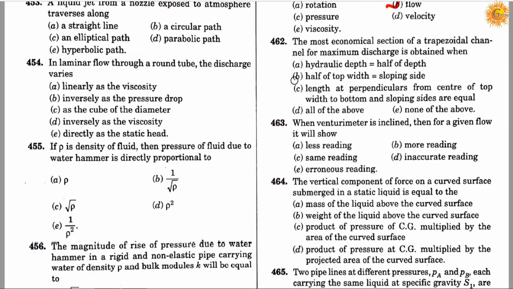Question number 462. The most economical section of a trapezoidal channel for maximum discharge is obtained when: option A, hydraulic depth is equal to half of depth, option B, half of top width is equal to sloping side, option C, length of perpendicular from center of top width to bottom and sloping side are equal, option D, all of the above, option E is none of the above. Correct answer is D, all of the above.